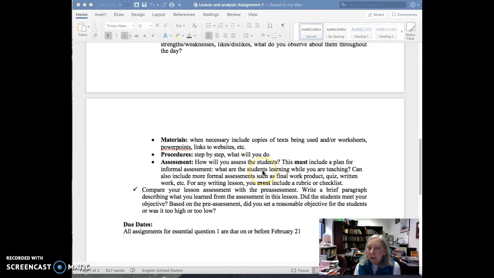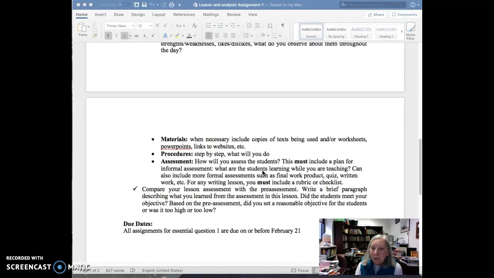The assessment, again, the assessment has to match the objective. It can be informal, and in fact, you must have a plan for informal assessment. So how do you know what the students are learning while you're teaching? You can also, if you want to, include a more formal assessment, such as a work product or a quiz or a piece of written work. If you do a writing assignment and a writing assessment, that assessment has to be either a rubric or a checklist.